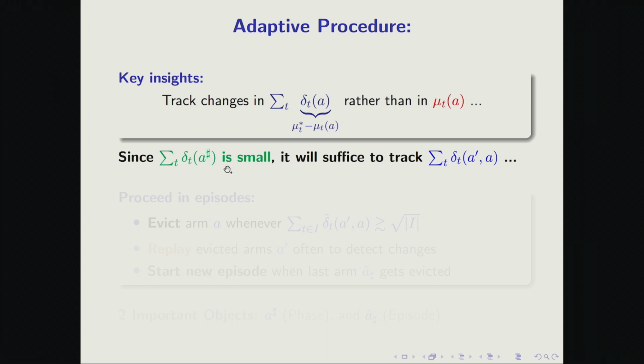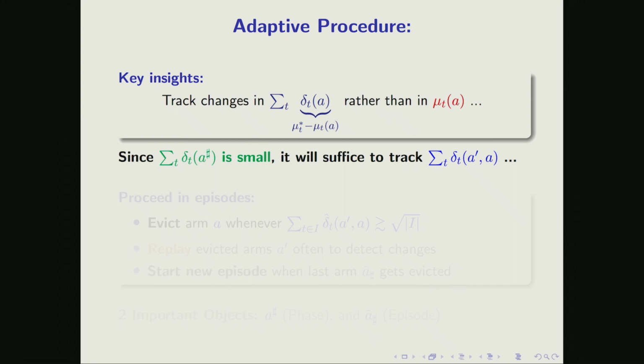What's nice is that, again, this A sharp, which is the best arm in a phase, itself has small dynamic regret. Since it has small dynamic regret, and I said it earlier, all we need to do is try to do as well as A sharp. Okay, so what we'll track in the algorithm is just the relative regret between A sharp and any arm A. Here, because we don't know A sharp, I'm writing A prime A for any pairs of arms. Okay, so that's how we'll track.